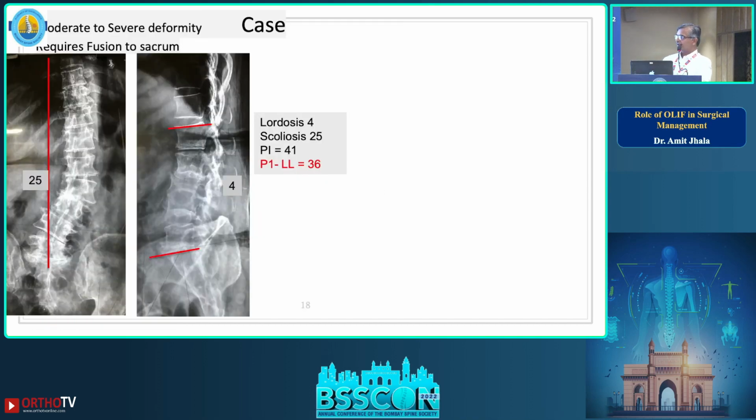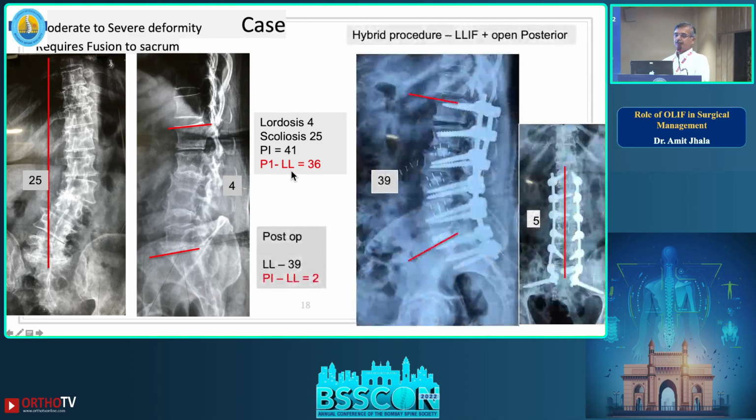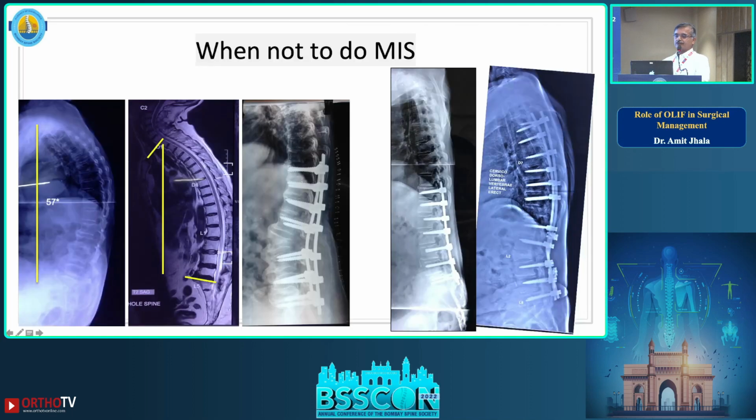And that's a severe deformity. That was a case similar to what Dr. Samir showed. You can see that PI-LL is 36, and this requires a fusion to the sacrum. You can see that we have 3 OLIF and 1 TLIF, and then S2AI screws. Then you can see the PI-LL mismatch was corrected to 2, with a good sagittal correction.